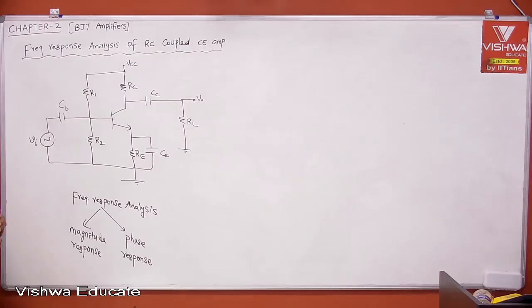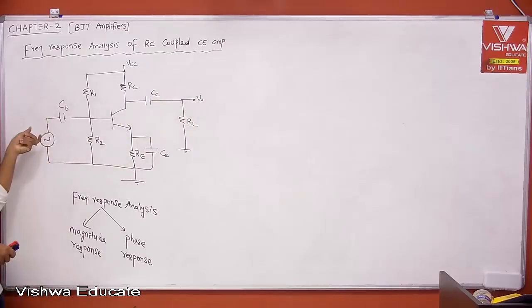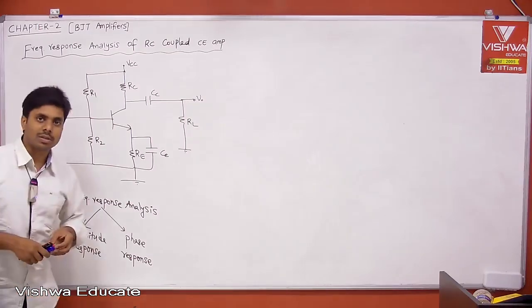Okay. Therefore, what do you mean by frequency response analysis? With respect to input signal frequency, what is the gain of the amplifier? What is gain? Output peak to peak divided by input peak to peak. That is our gain. What is the gain of the amplifier with respect to input signal frequency? That is nothing but your magnitude response.